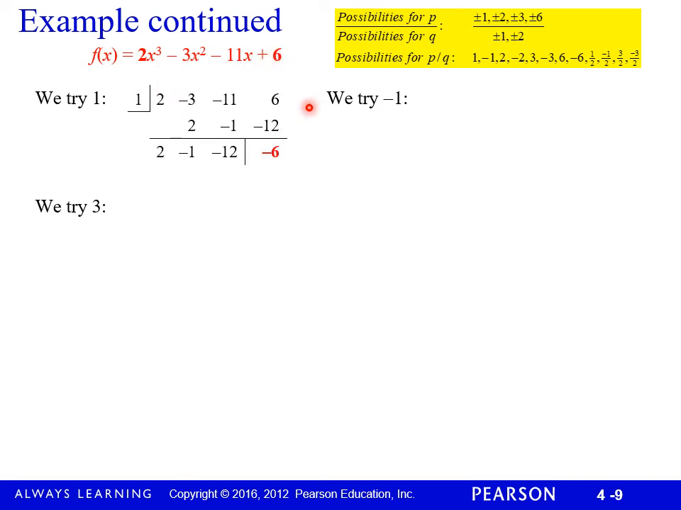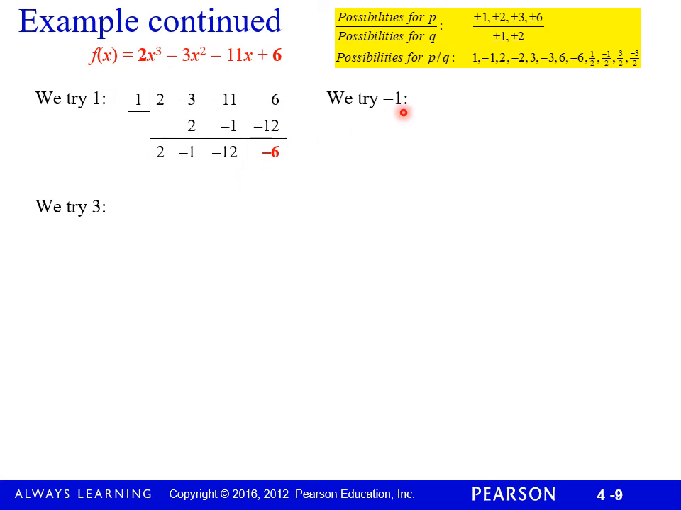I'm not going to go through this. Remember, we just bring the first term down, multiply, add, then multiply, add, multiply, add. But we can see here that we do not have a remainder of 0 when x equals 1. So x minus 1 is not a factor.